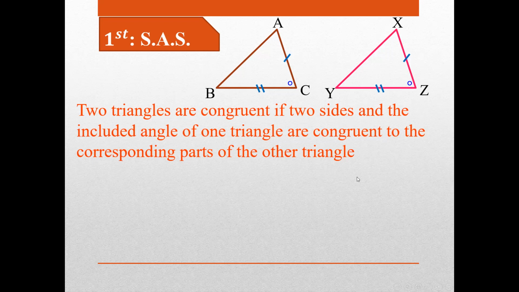So the two triangles are congruent if two sides and the included angle between them in one triangle are congruent to the corresponding parts of the second triangle. We have two sides and the included angle: side equals side, side equals side, and angle equals angle. So we can say that the two triangles are congruent. The first case is called side angle side, and it's denoted by SAS.